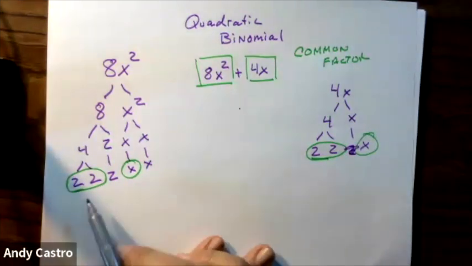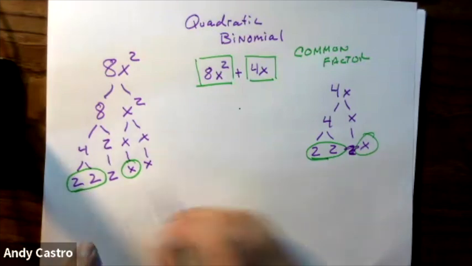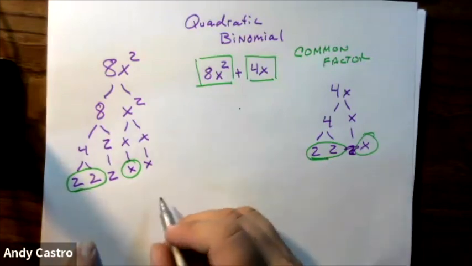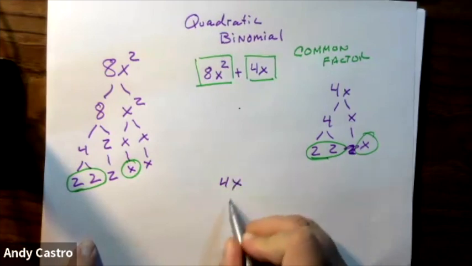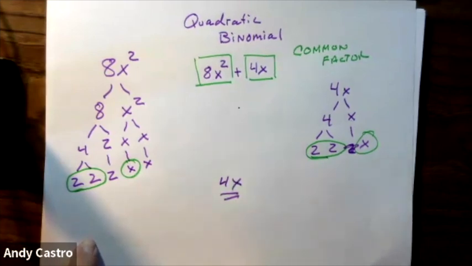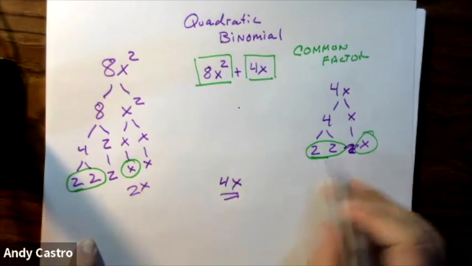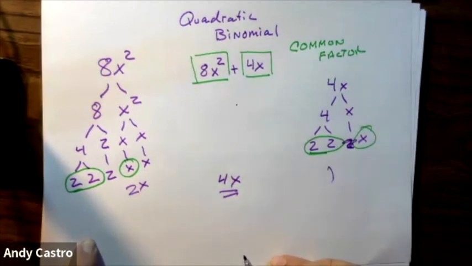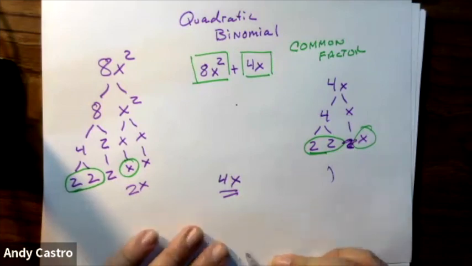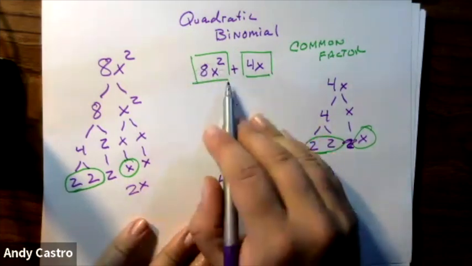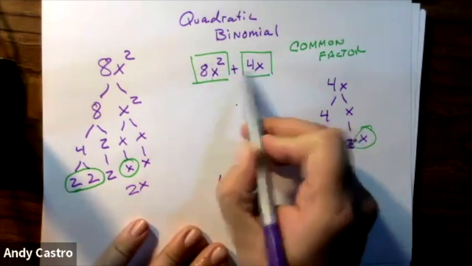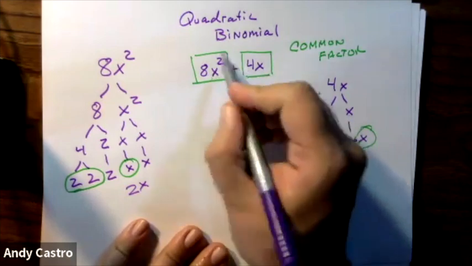So I know that what they have in common is a 4x. Then I'm going to have a 2x left over here. Left over here, I'm not going to have anything, so that's just going to be a 1. So when we look here, we can see that we can pull an x out of each one. So let's do that first.